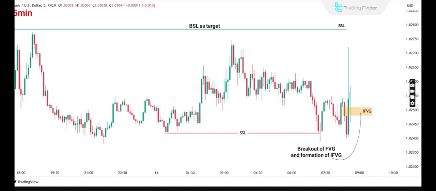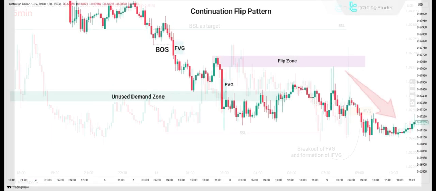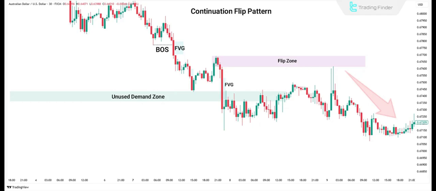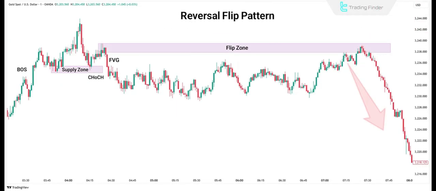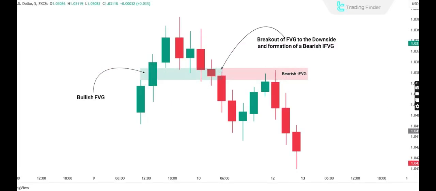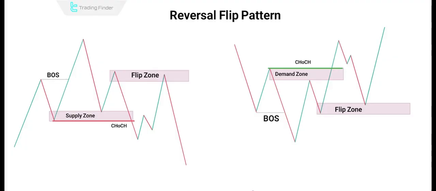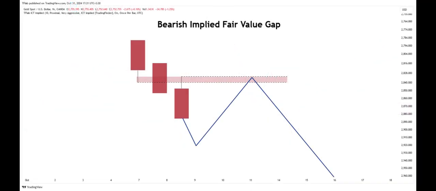Number 4. How to use flip zones for entry. When price returns to the flip in price action, usually to fill the imbalance, the best strategy is to use limit orders inside the zone. In a bearish reversal flip, place a sell limit in the supply flip zone. In a bullish reversal flip, place a buy limit in the demand flip zone.